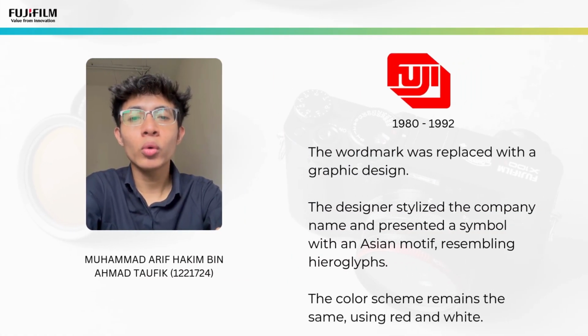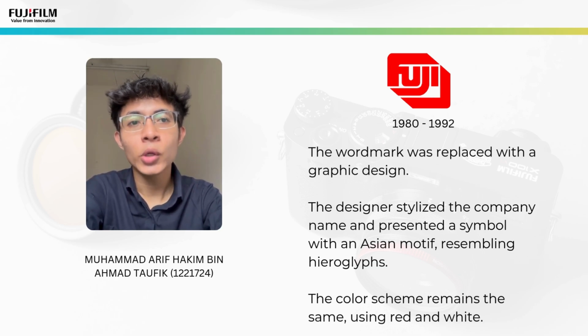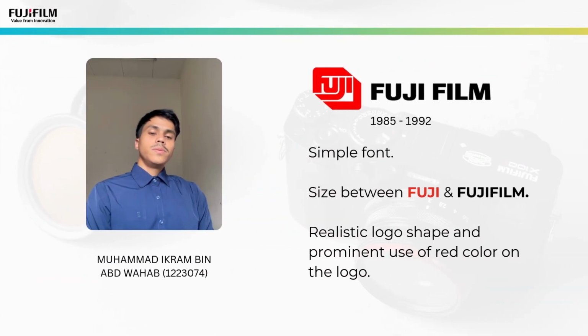The third logo is from 1980 to 1992. The logo changed by replacing the word with a graphic design. The company name was stylized and a symbol with an Asian-inspired motif like hieroglyphs was added. The colors stay the same, using red and white. Next, we go to our next presenter.